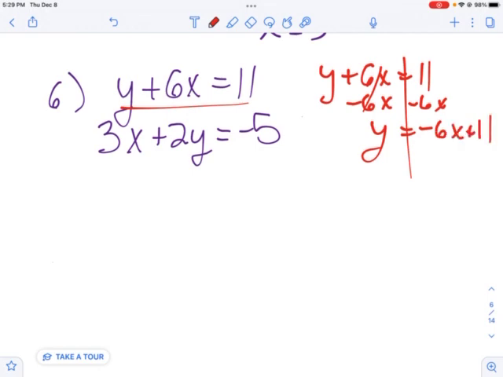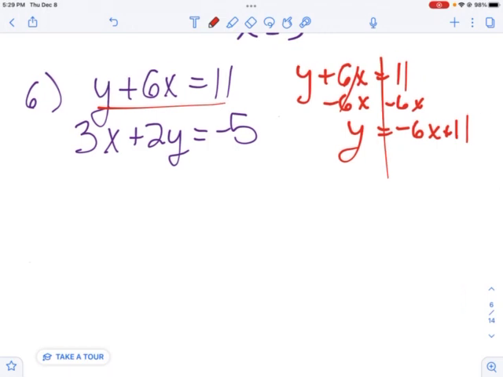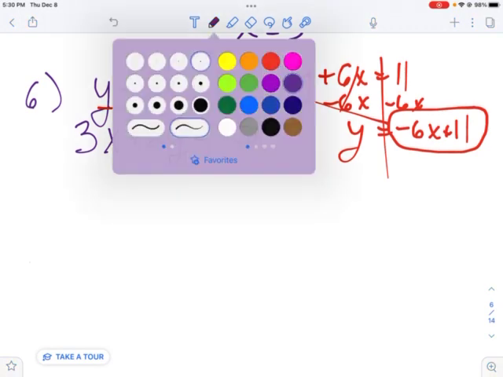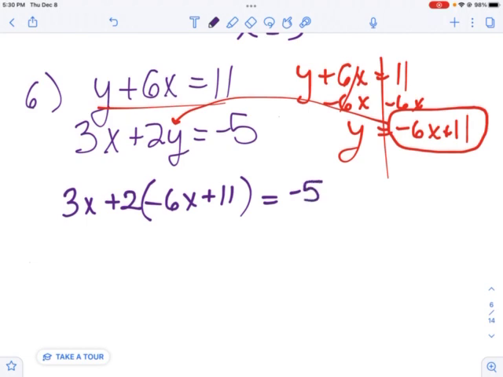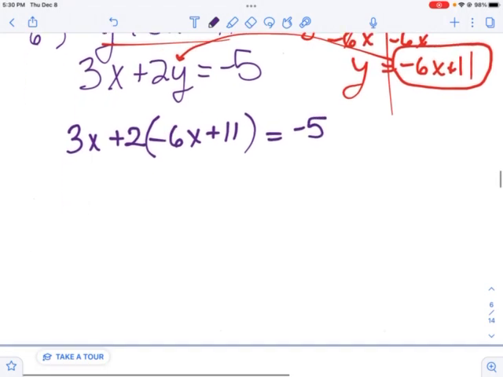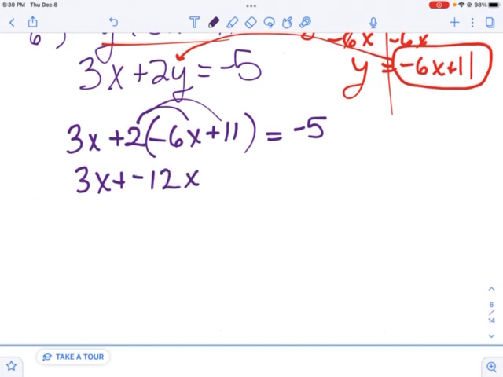So let's have 3x plus 2. Instead of writing y, I need to use parentheses since there's a coefficient, equals -5. The first move is to distribute. 3x plus 2 times negative 6x is negative 12x. 2 times 11 is 22, equals negative 5. All right, I have 3x plus negative 12x. Combining like terms, negative 9x plus 22 equals negative 5.